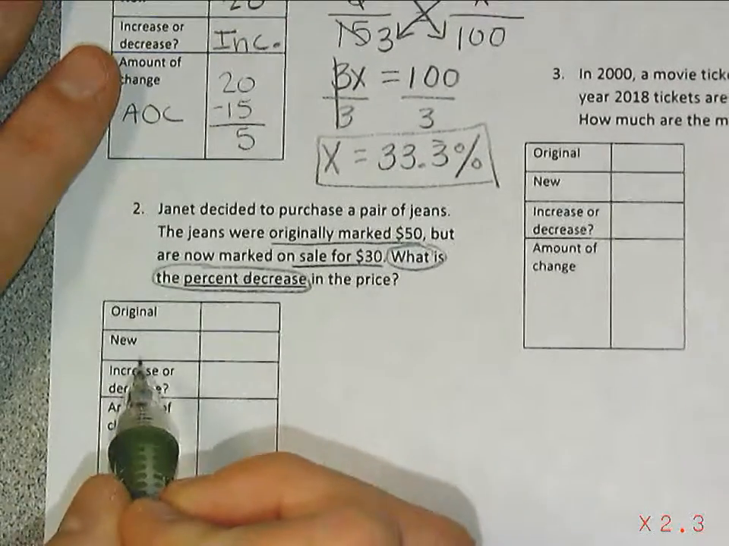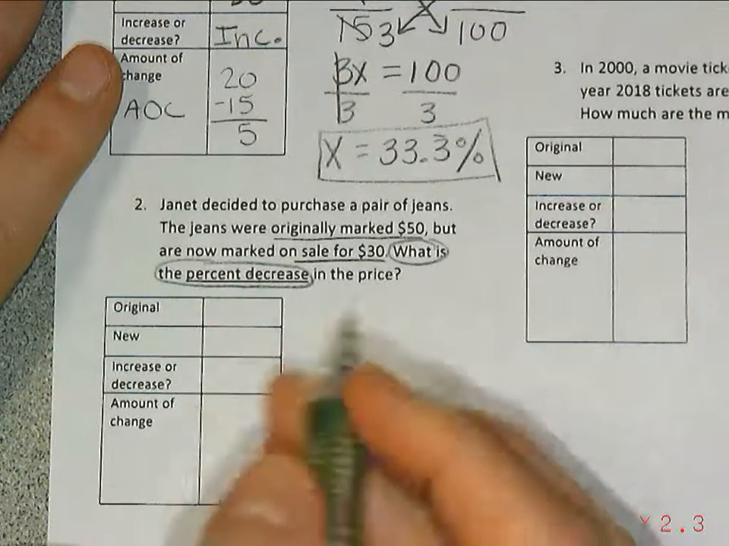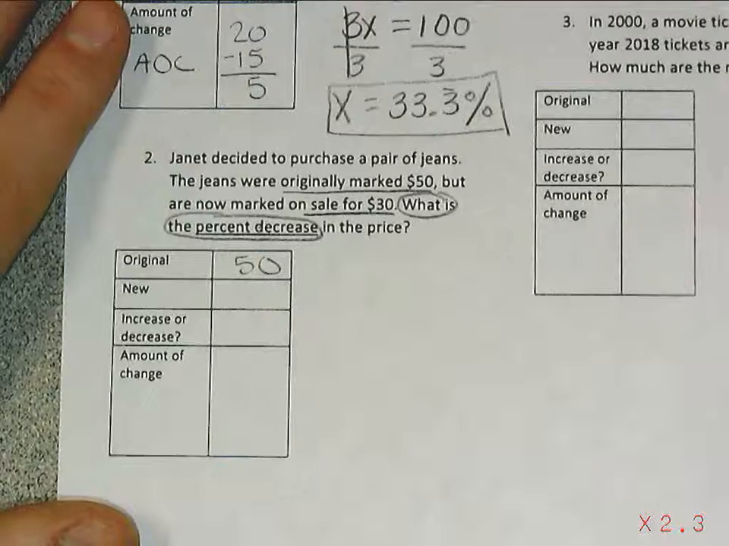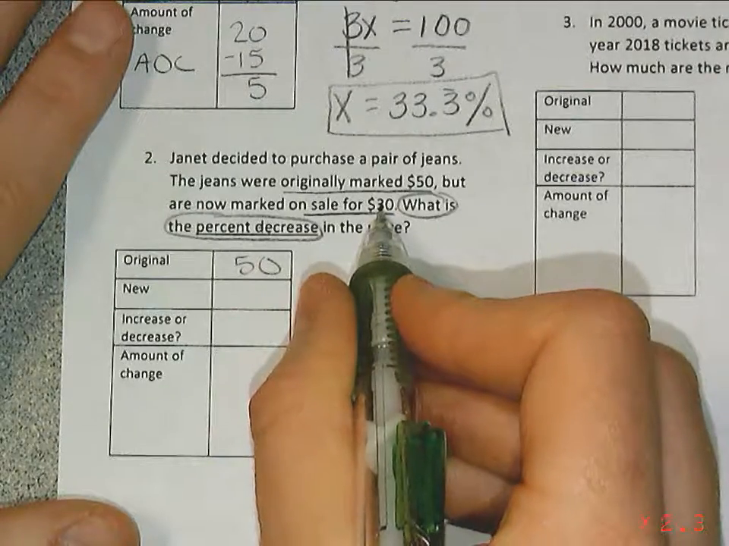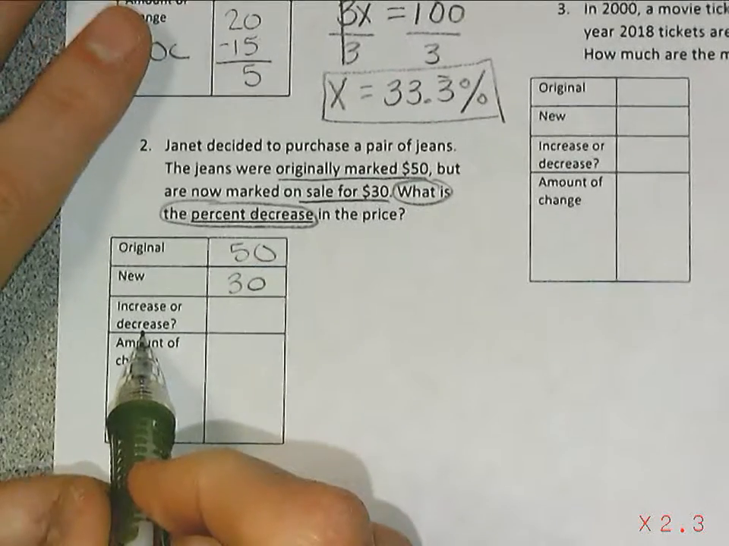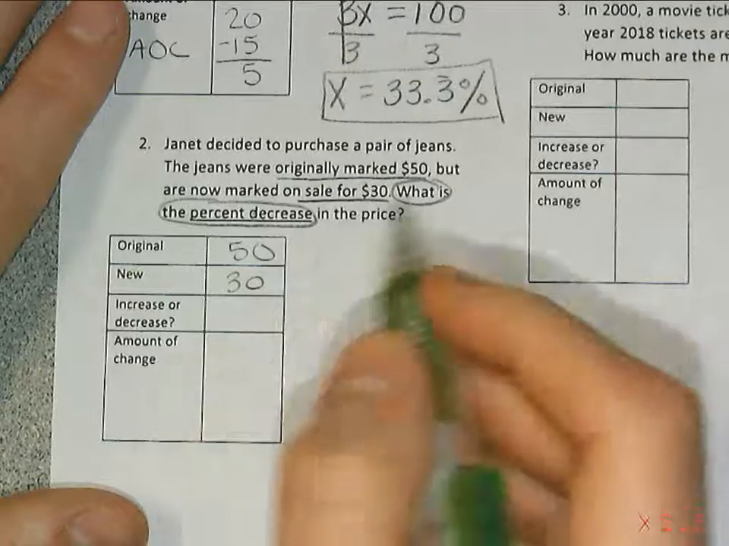This is going to be really helpful. So our original amount for the jeans was $50. My new amount for the jeans is now $30. They're on sale. So now I'm asking, is there an increase or a decrease? Well, if my original was 50 and my new is 30, I had a decrease.